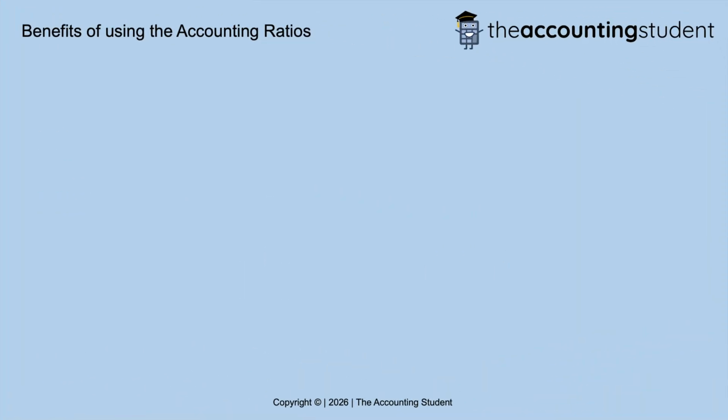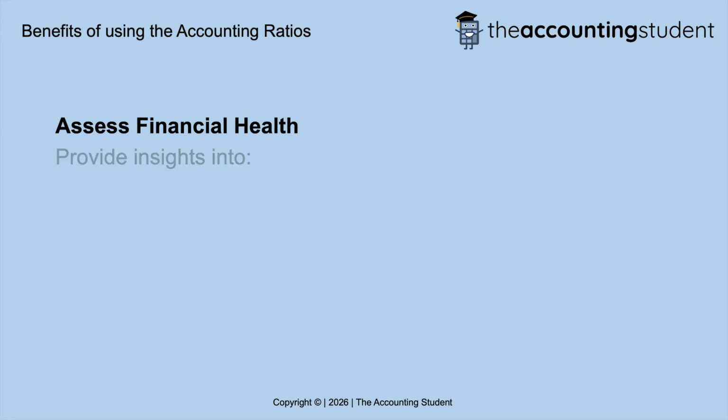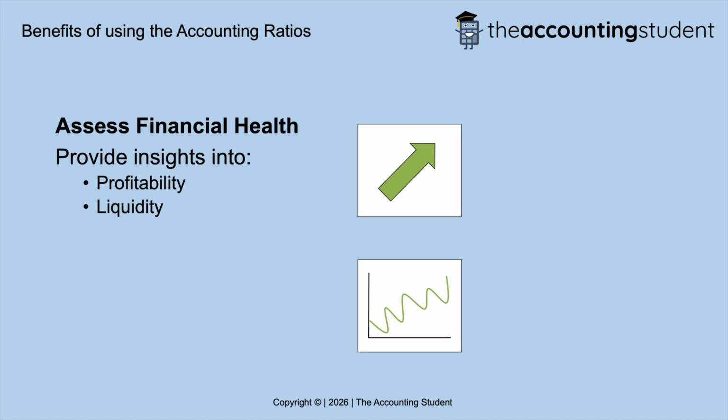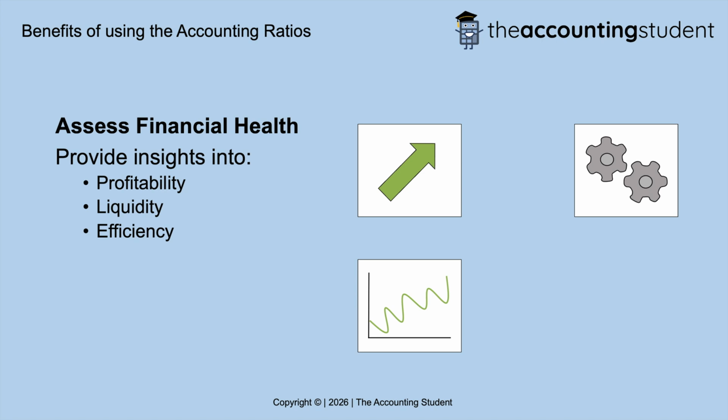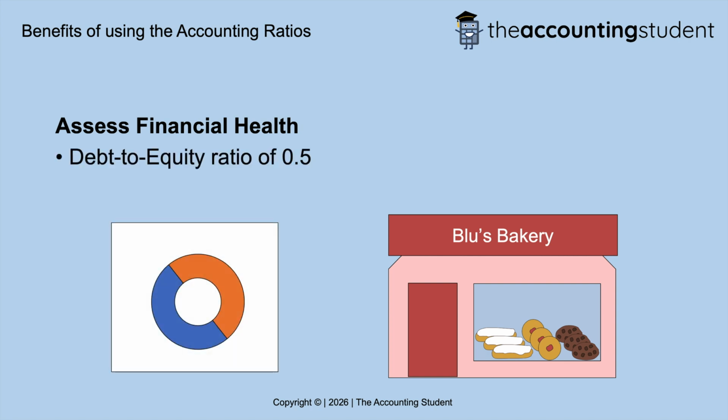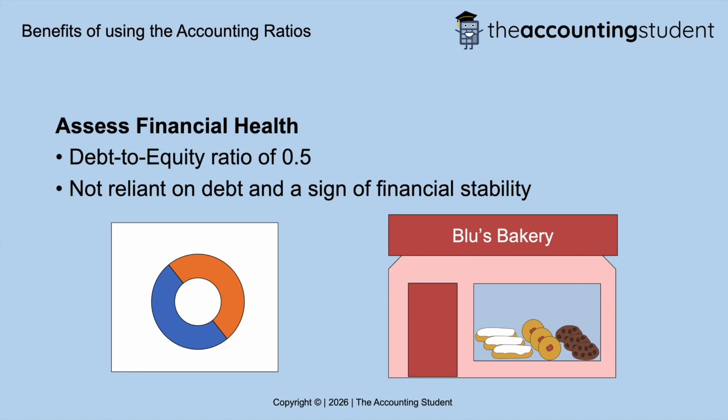Number 2 is that the ratios help assess the financial health. The ratios help provide insights into areas such as profitability, so is the business generating enough returns? Liquidity, such as can the business pay short-term obligations? Efficiency, such as how well are the resources being used? And also solvency, is it stable in the long term? For our friend Blue and their bakery, they may calculate a debt to equity ratio of 0.5, and this shows that the bakery is not heavily reliant on debt and is a sign of financial stability and health.